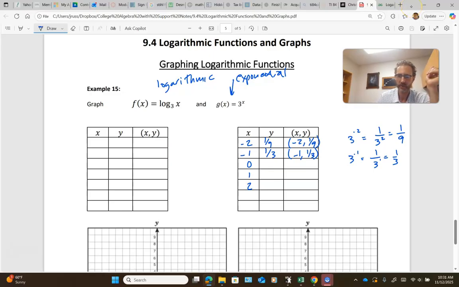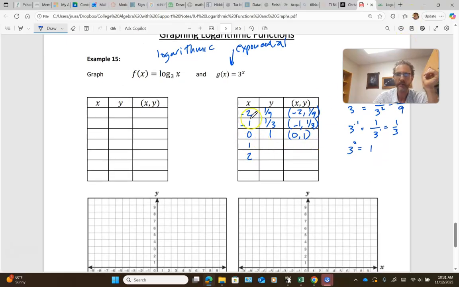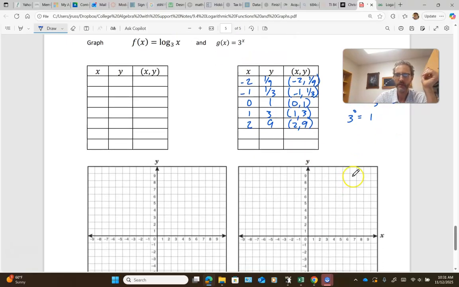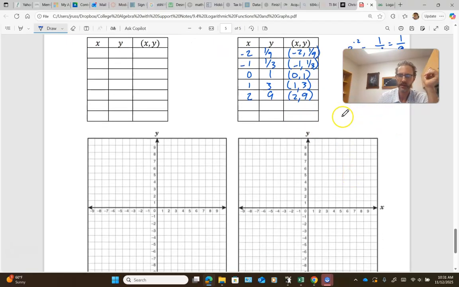And then, of course, if we plug in 0, anything to the 0 power is 1. So again, we're going to see this exponential function cross the y-axis at 1. And then if I plug in 1, we can probably do these in our head. 3 to the first is 3. We get 1, 3. And then 3 to the second is 9. So 2, 9.